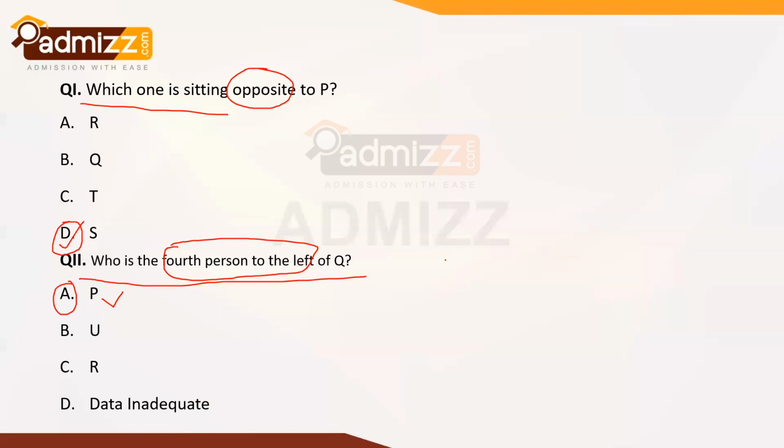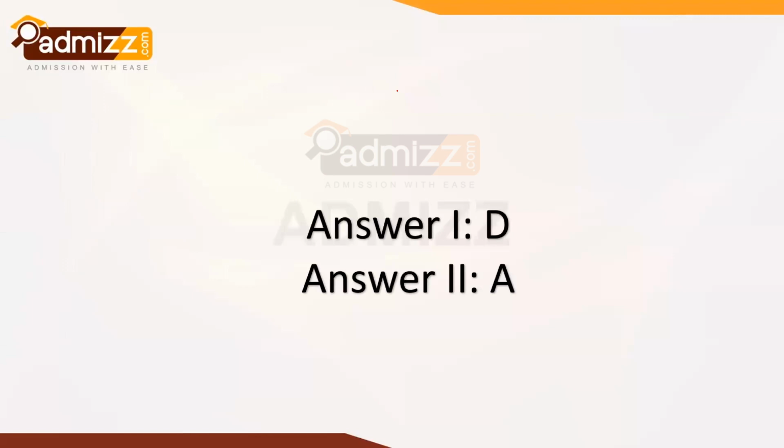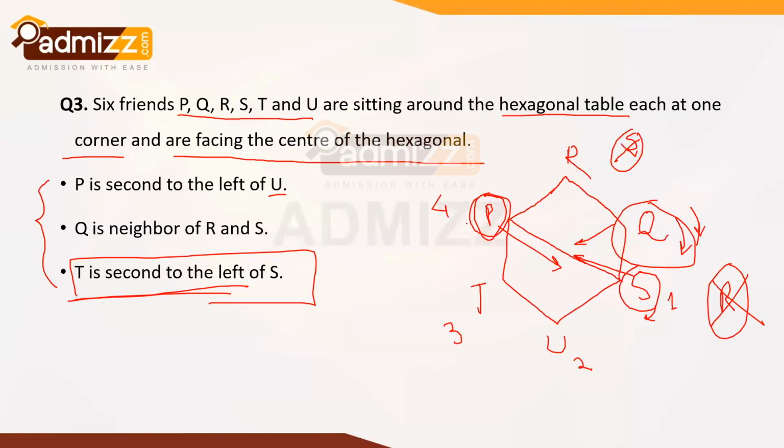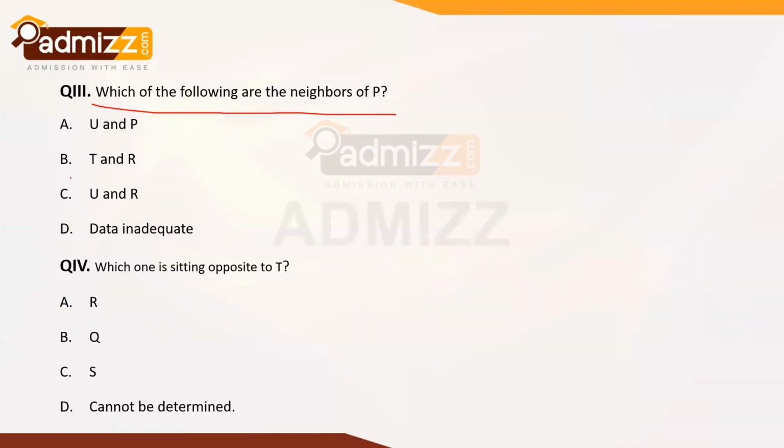All right, cool. Let's move on to the third problem. Which of the following are neighbors of P? So let's go to the figure and see neighbors of P. There are two neighbors of P, R and T. Let's see if they are somewhere along the option. Yep, T and R. Neighbors of P are the immediate adjacent people to P. So option B is the correct one in this case.